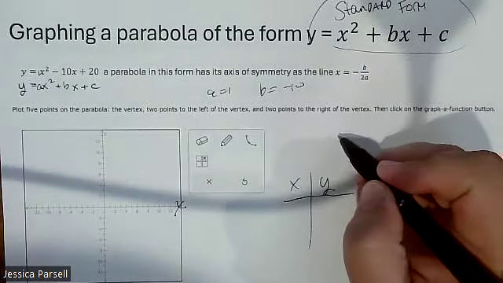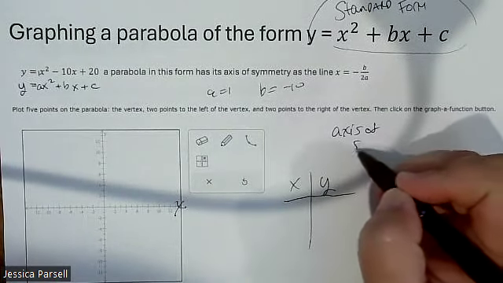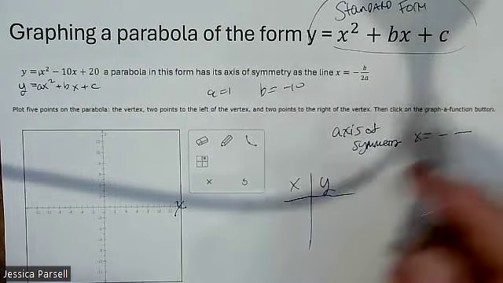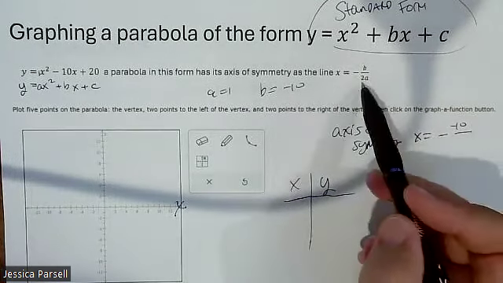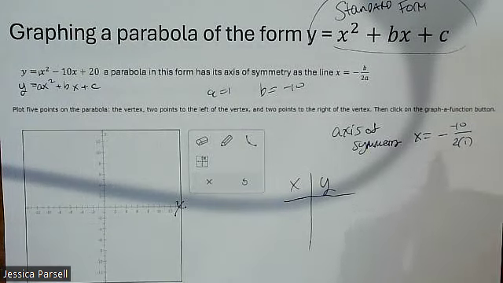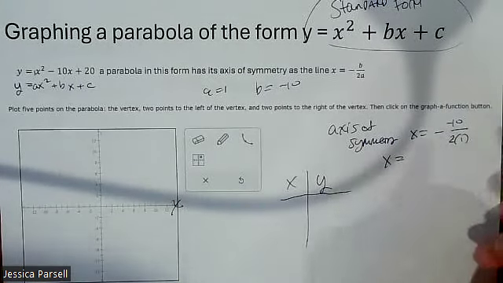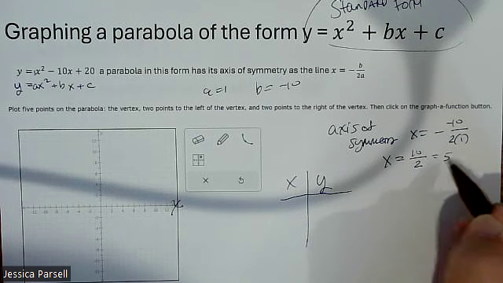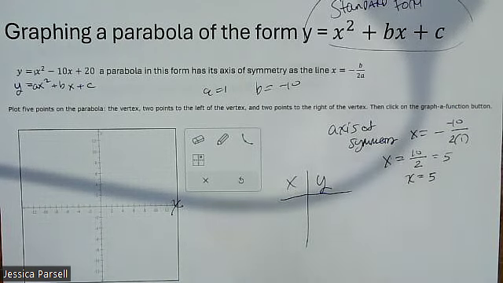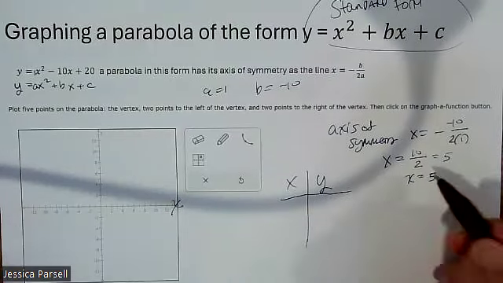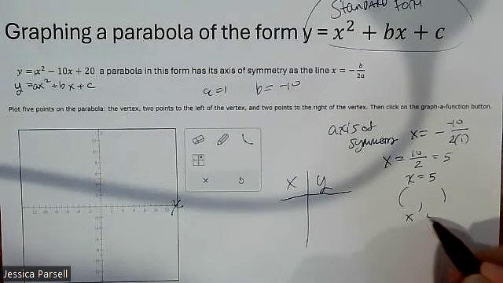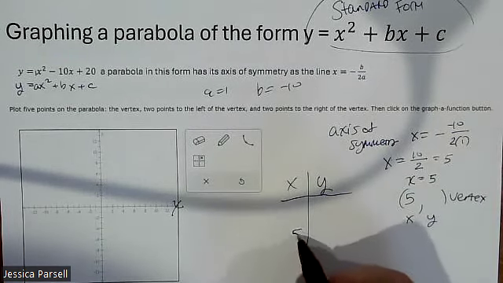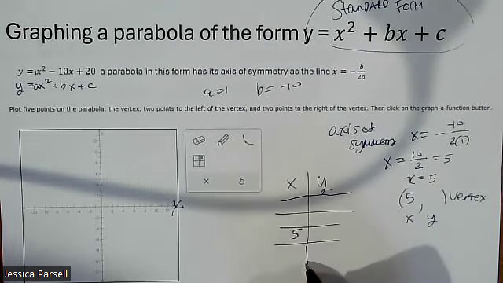So our axis of symmetry is x is equal to negative b, which is -10, over 2 times whatever a is. Well, our a is 1. So x is equal to, that negative times that negative is going to make a positive 10. 2 times 1 is 2, and 10 divided by 2 is 5. So our axis of symmetry is x equals 5. That's also the x coordinate of your vertex, right? So this is your vertex here, or at least it's half of it. So let's put a 5 here so we can be ready to plot our points.